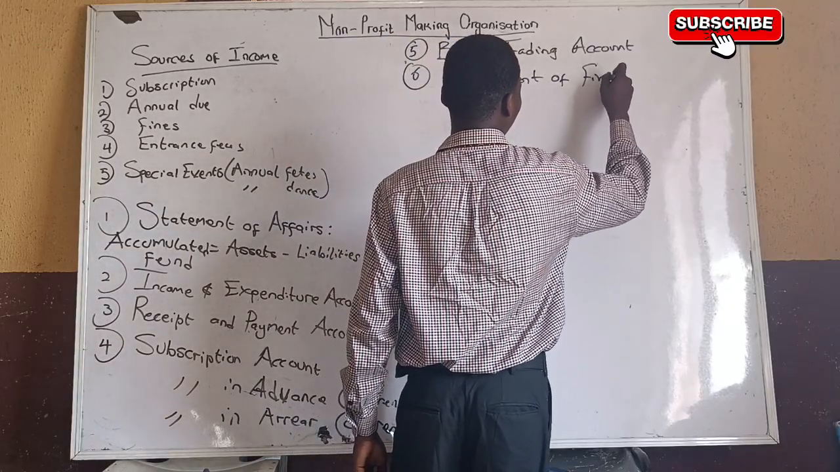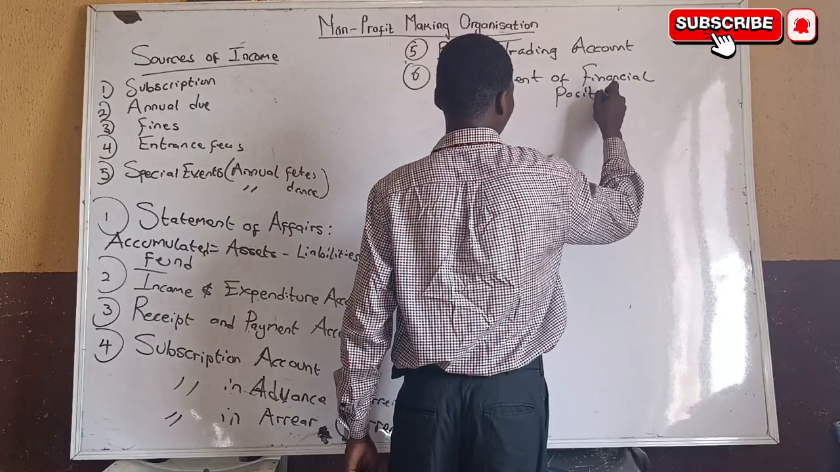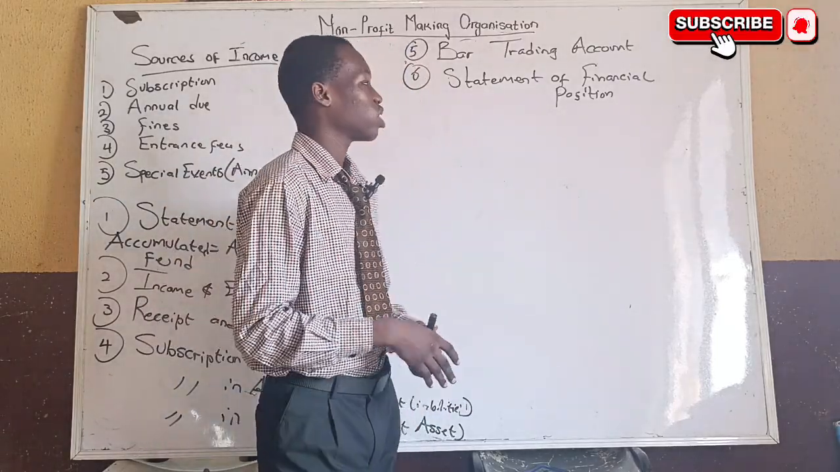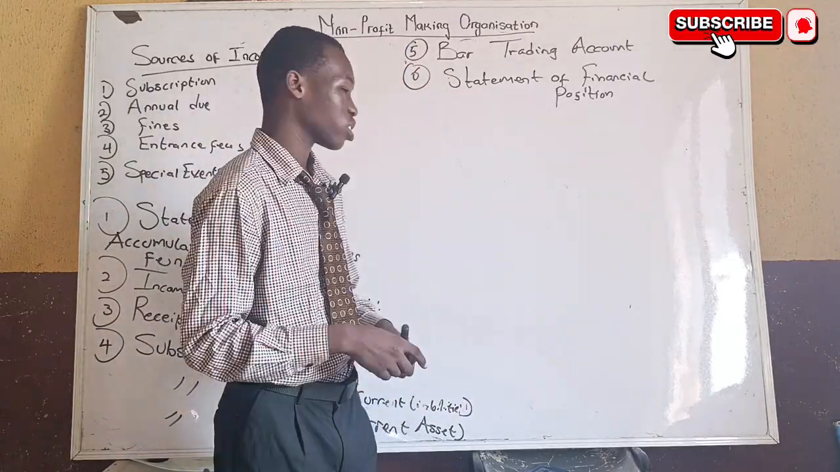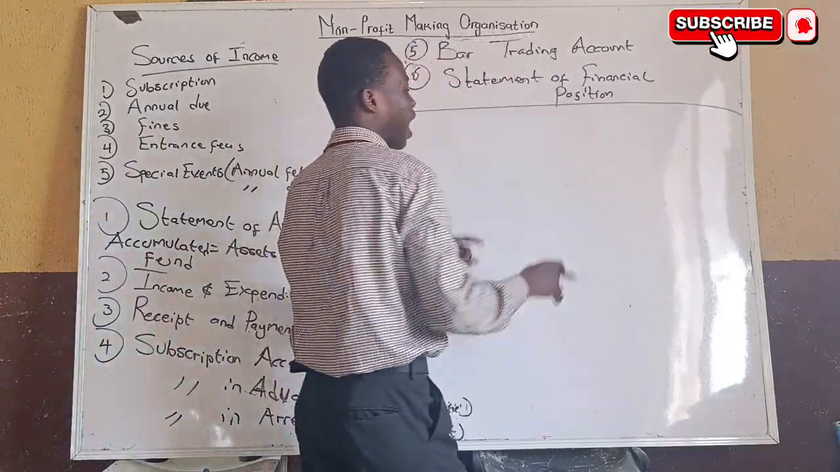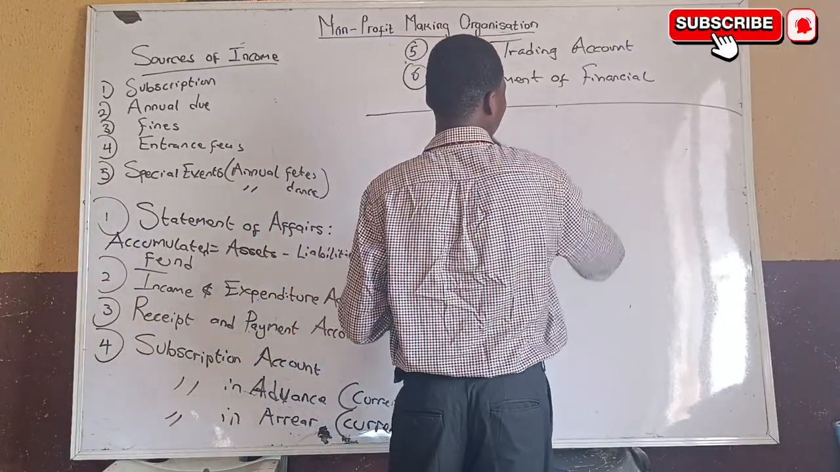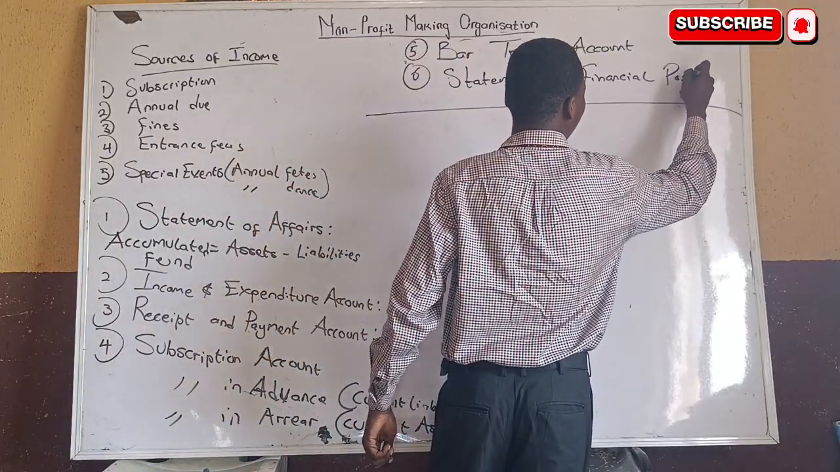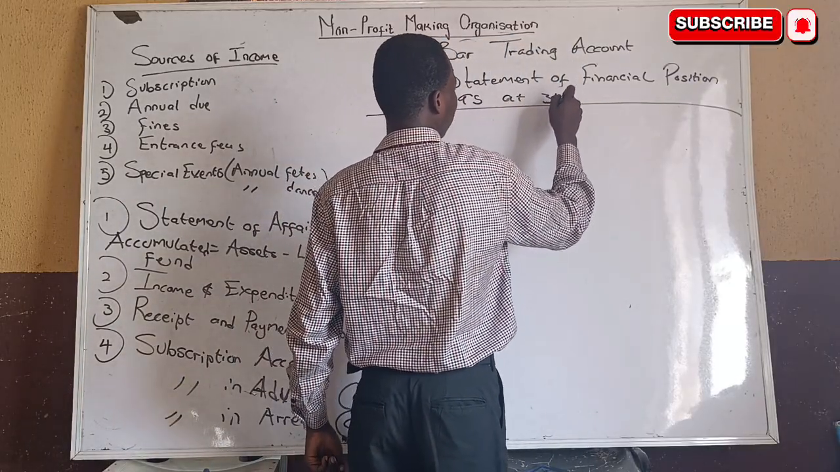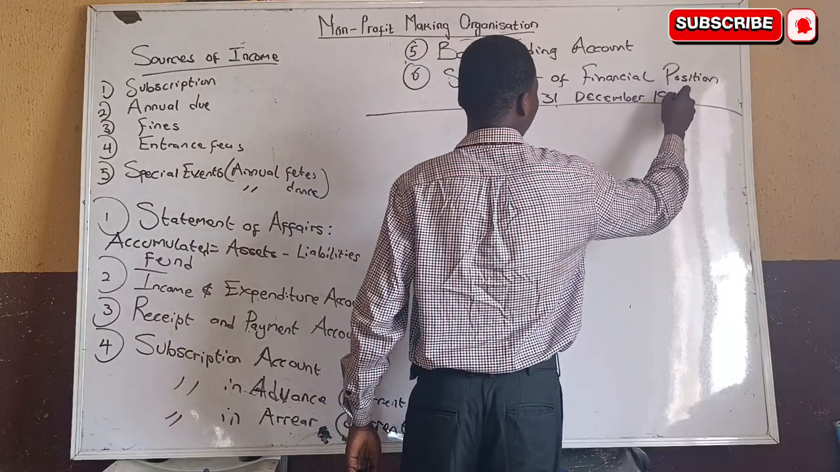Statement of financial position. So the statement of financial position is the same thing. Now let me just draw a quick format for the statement of financial position. When you're having the statement of financial position, as at the date, do you get it now? So as at the date, let me write it in full. As at 31st December 1995.